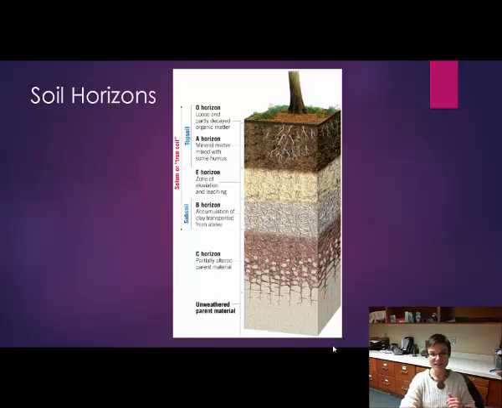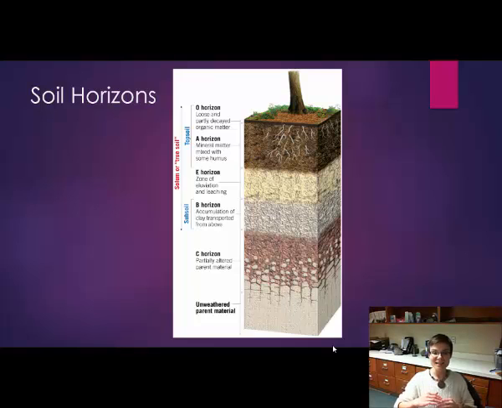So let's take a look at that. So the O layer is the loose and partially decayed organic matter. So if you look at the leaf litter on the forest floor, that's the O horizon. Or if you're just walking through a prairie, you're going to see a lot of tangled, dried up plants towards the bottom of the grass. That's the O horizon. It's just organic material. The A horizon is that dark, rich, organic layer just below the O horizon. And the O horizon and the A horizon together is what's called the topsoil.